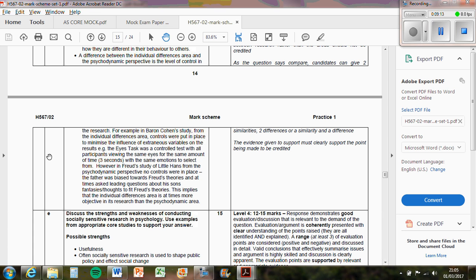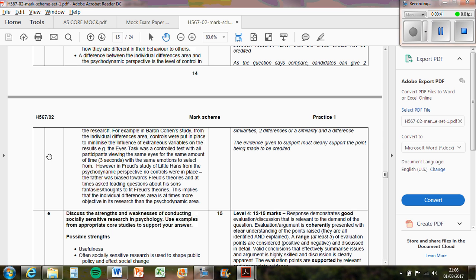A difference between the areas is the level of control in the research. Baron Cohen's study has a lot more controls in place for extraneous variables, such as the eyes task showing the eyes for 3 seconds and the emotions to select from, whereas Freud's didn't have a lot of control in it because his theories are about the Oedipus complex and things like that, so you don't necessarily need those controls, you just need time to talk to people about it. In this case, little Hans and his phobia of horses.